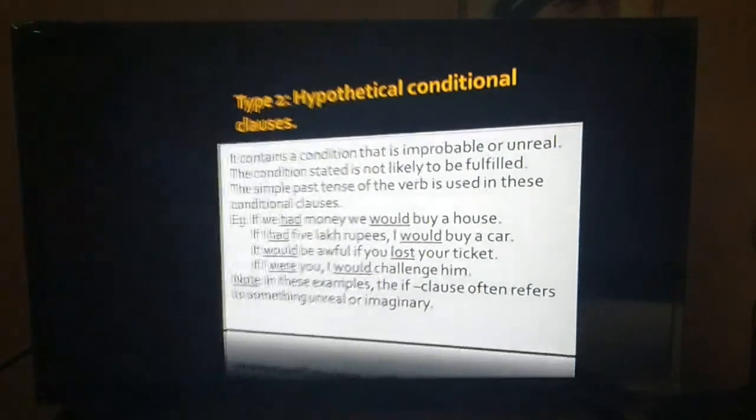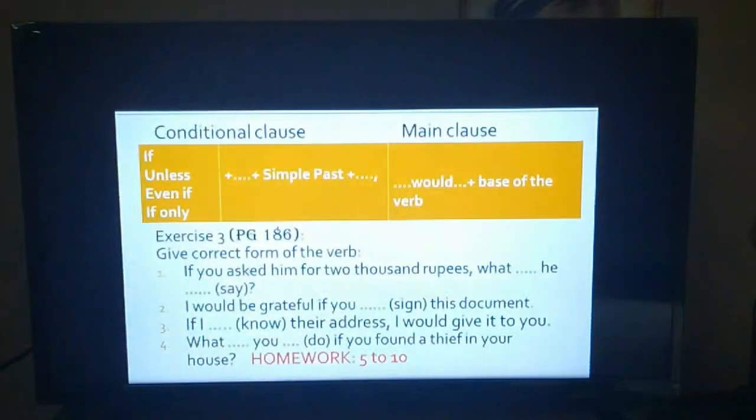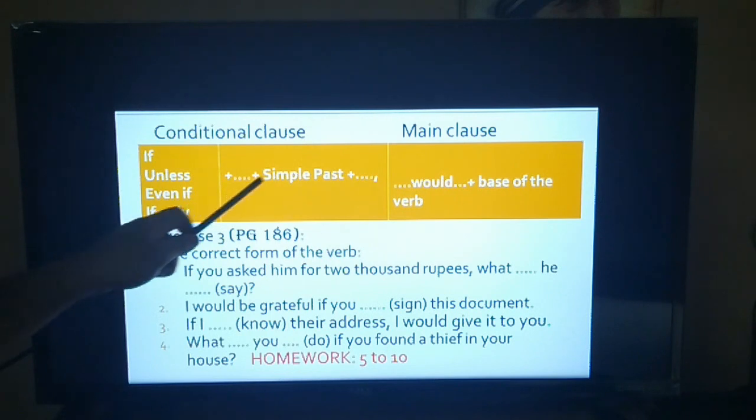Now we have exercises. Before that, we have the structure of the sentence: how to make this unreal type 2 sentence. First we have if, or unless, or even if, or if only. Then along with that we have the simple past, as in the examples we have seen.